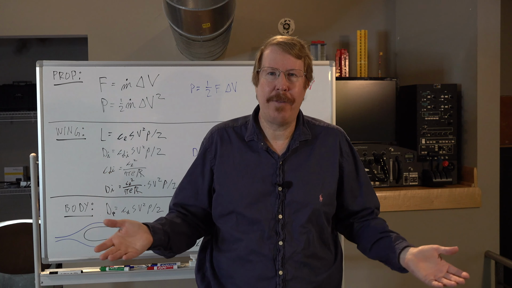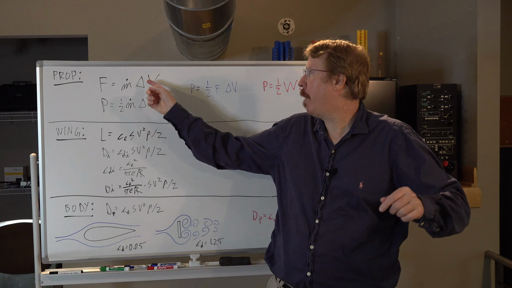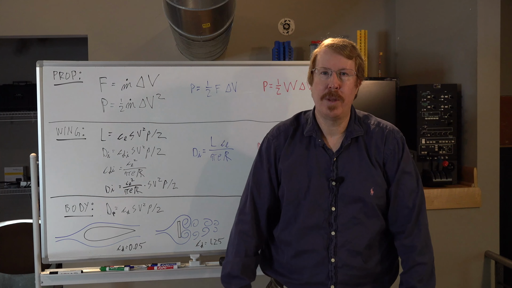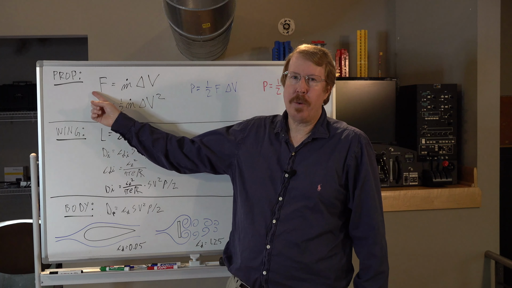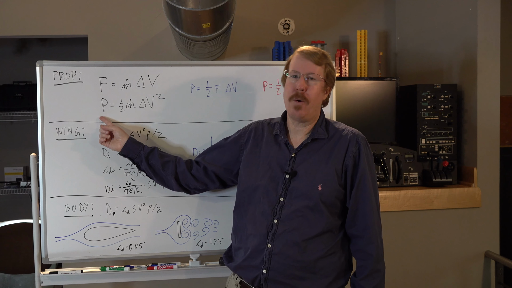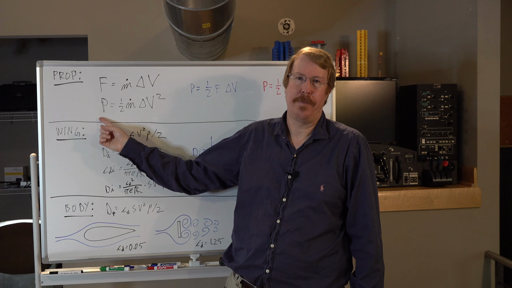In other words, if we double the disk loading, or double how much we accelerate the air coming through that disk, we double our thrust, but we multiply our power times 4. The higher the delta V through the disk, the more we accelerate the air through the disk, the higher the power requirement compared to the thrust. In other words, the lower the efficiency.